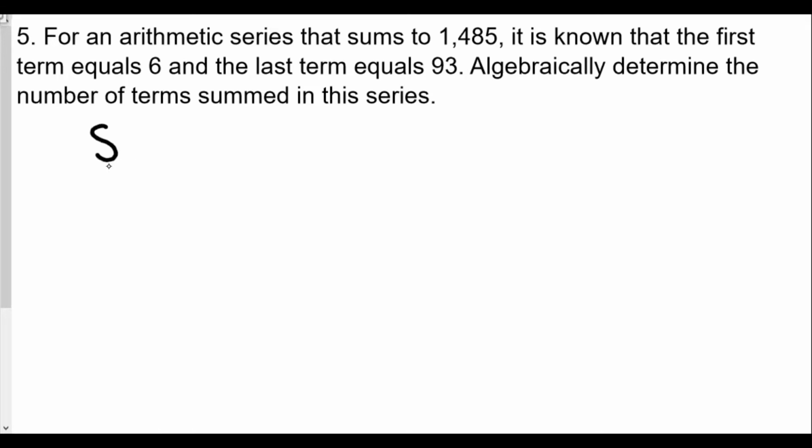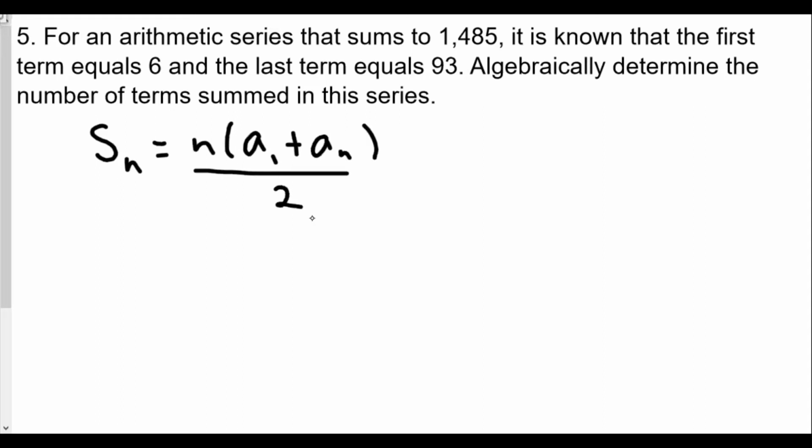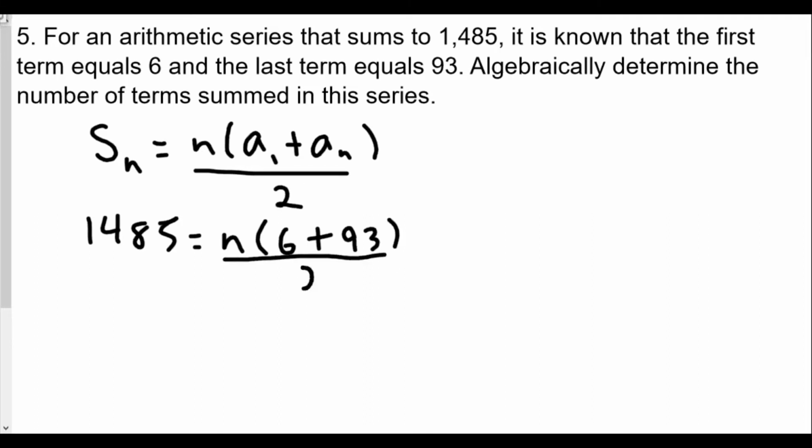And so again, our formula is S of n is equal to n times a1 plus an, all over 2. And so we have the sum, which is 1,485, is equal to n, we don't know. We do know the first term is 6, and the last term is 93, and we'll divide this all by 2. So we have combined the 6 plus 93 is 99, so 1,485 equals n times 99 all over 2.